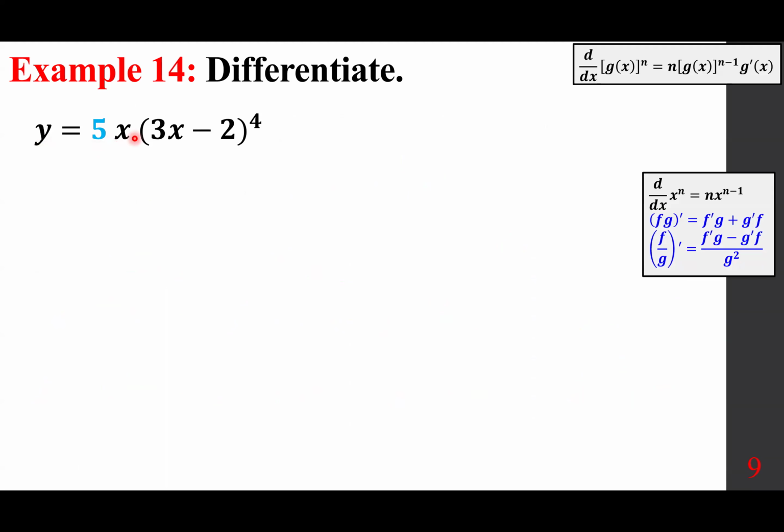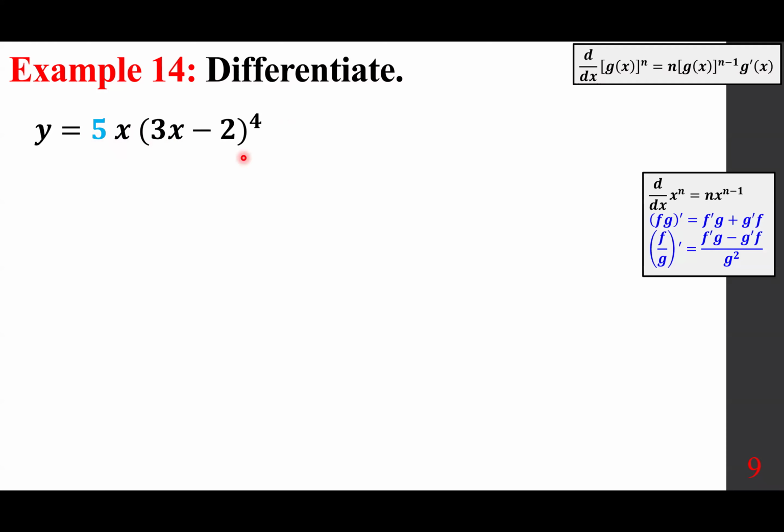Y equals 5x times 3x minus 2 to the power of 4. We want to differentiate. What I want to mention here is the number 5. If this number is involved, meaning it's large, for example 10,000, or very small, like a fraction or a decimal, 2/3 or 0.158, you really want to put brackets here and separate them. But at this point, it doesn't make any difference. I'll show you both ways.